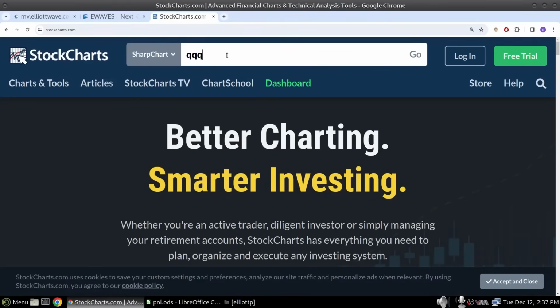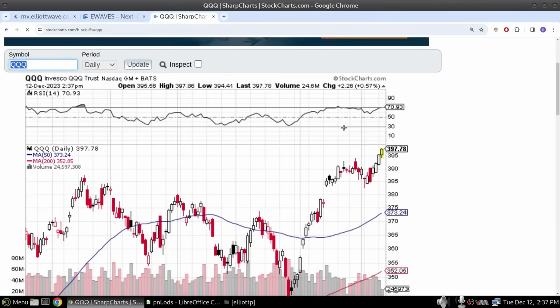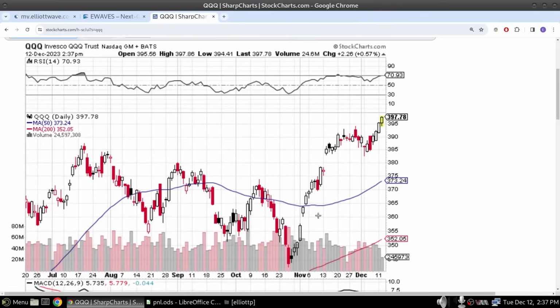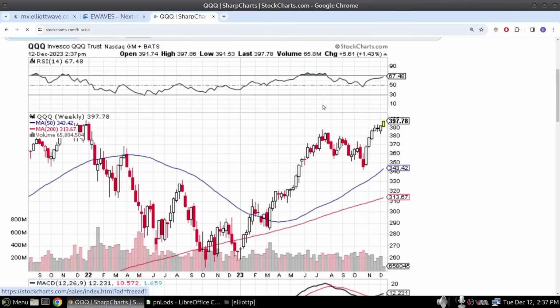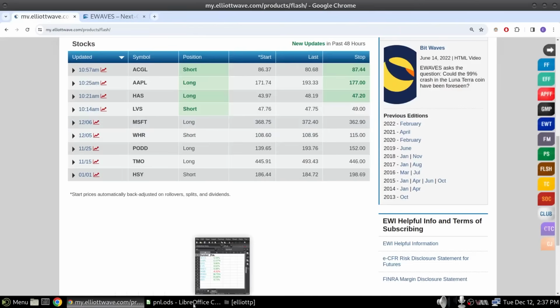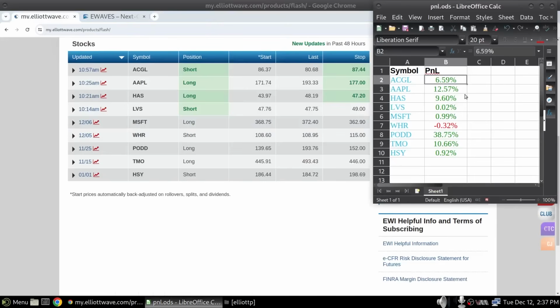If you go check out, let's check out the Qs right here. You can see just recently we've had a big move up. And if we zoom out here, let's look at the weekly time frame. We've been moving up for a while. So we would expect the longs to generally have outperformed. Of course, that doesn't necessarily mean they will continue to do so.